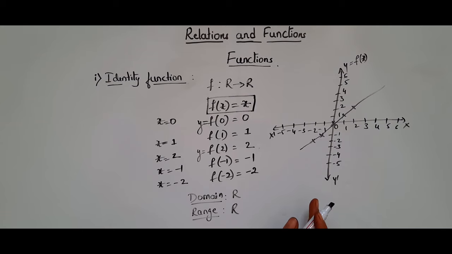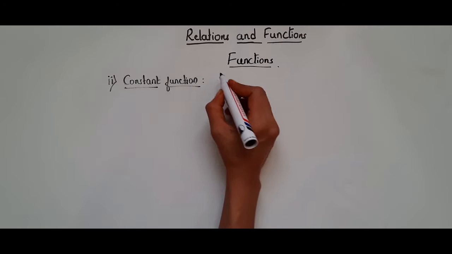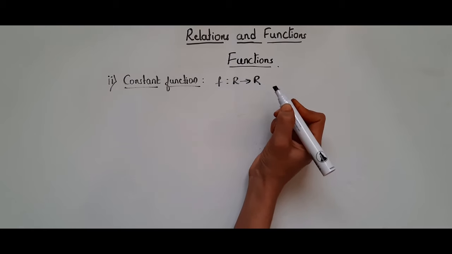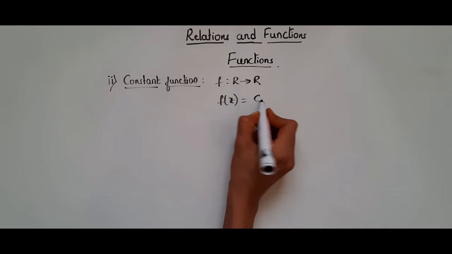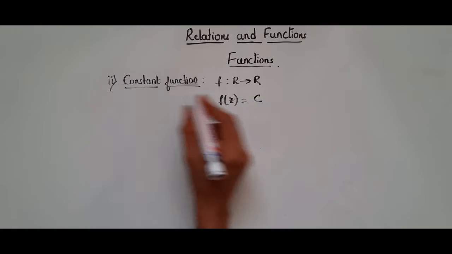Now let's move on to the second function, that is the constant function. But before that, pause the video and note this down. The constant function is defined from R to R. A function of the form f of x is equal to c, where c is a constant, is a constant function.